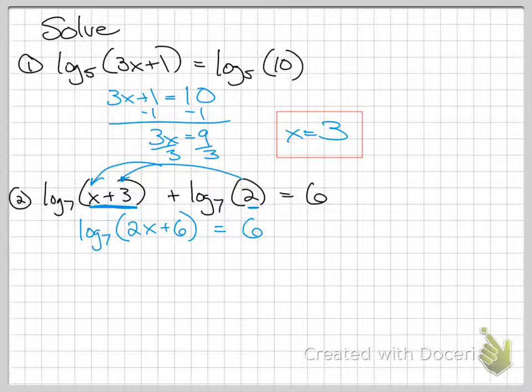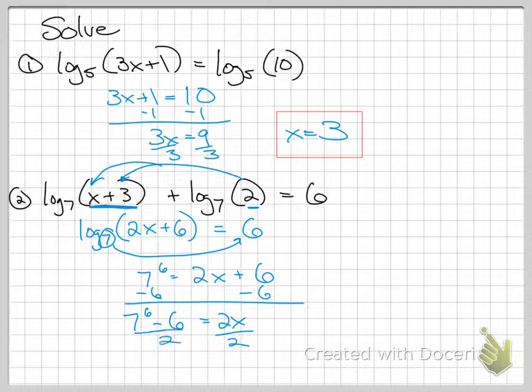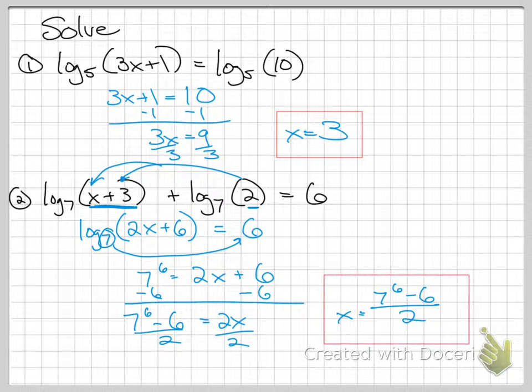2x plus 6. Now, 7 to the 6th, I made these problems up, so we'll just go with it, equals 2x plus 6. I don't expect you to do 7 to the 6th without a calculator, and I don't have one in front of me, so I'm just going to leave it like that. 7 to the 6th minus 6 equals 2x. Divide by 2. This is something you could expect to see in higher level classes. Just leaving your answer in exact form, just like this.